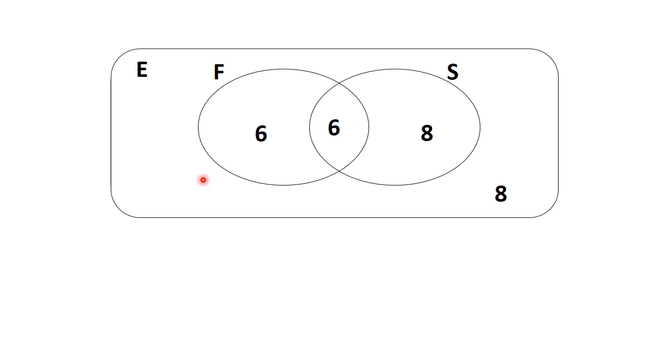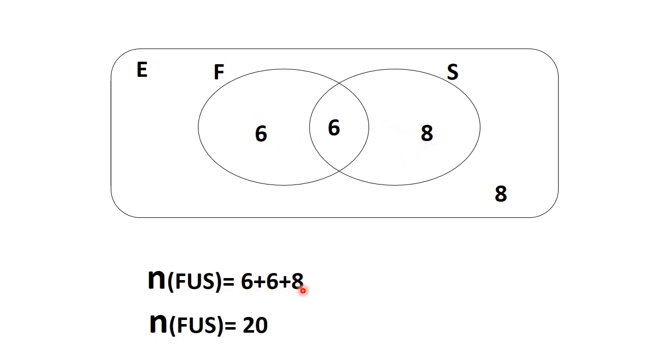So the number of F union S is simply this plus this plus this, which is 6 plus 6 plus 8, which gives us 20. So that's how to deal with union. You collect the number of elements in F only, the number of elements in both F and S, and the number of elements in S only.